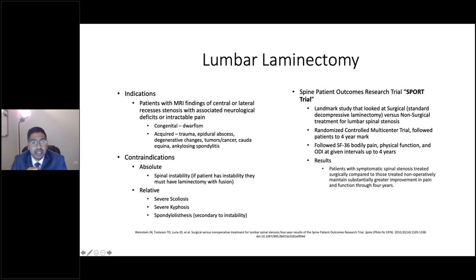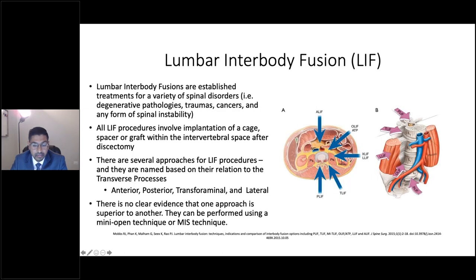One of the papers I want to talk about is the SPORT trial. This is a landmark study that looked at surgical decompressive laminectomies for lumbar spinal stenosis versus non-surgical conservative management for lumbar spinal stenosis. This was a randomized controlled multi-center trial that followed patients for a total of 4 years. Along those 4 years, it measured multiple metrics for pain as well as functional status. And ultimately, the study concluded that patients who suffered from symptomatic spinal stenosis treated surgically via decompressive laminectomy compared to those treated non-operatively or conservatively had statistically significant greater improvement in not only pain, but also function through that 4-year mark.